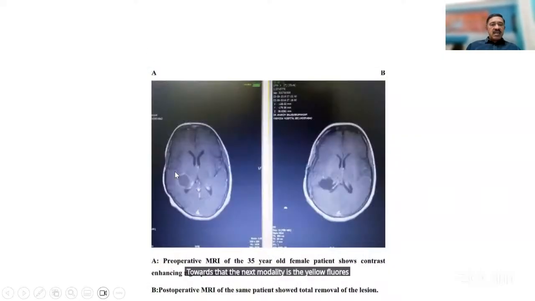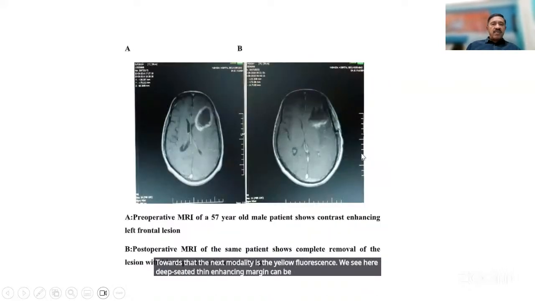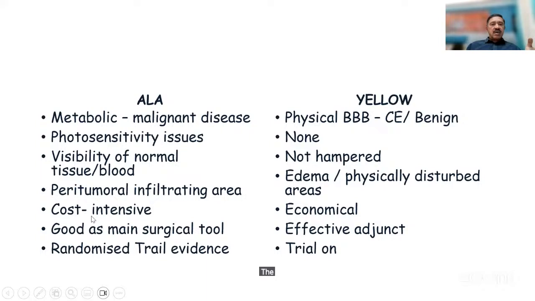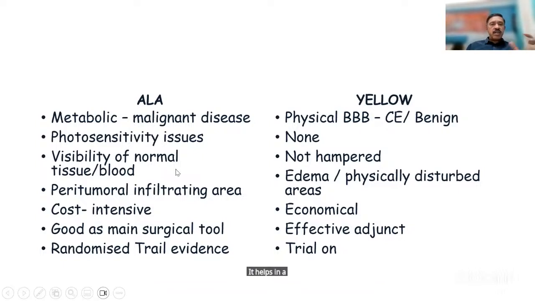We see here a deep-seated thin enhancing margin can be resected completely with fluorescence guided resection. We use yellow fluorescence a lot. As Dr. Vivek said, the cost of this ALA is quite prohibitive as of now. Thanks to him, with the local Make in India initiative, he's trying to make it more economical. But as of now, we feel this, even though it is not specific because it's just a blood-brain barrier breach detection, it helps in a way that the visibility of normal brain to tumor is excellent.